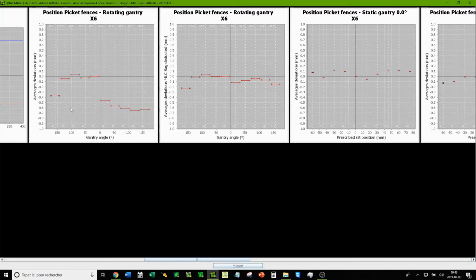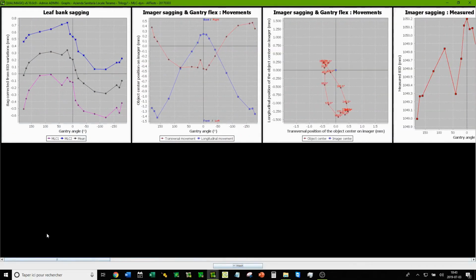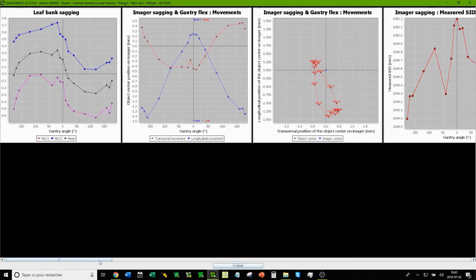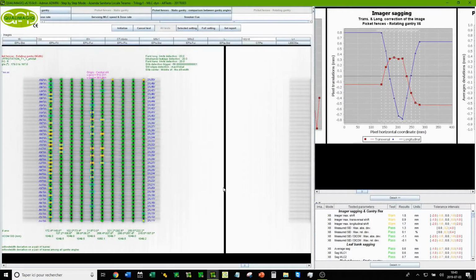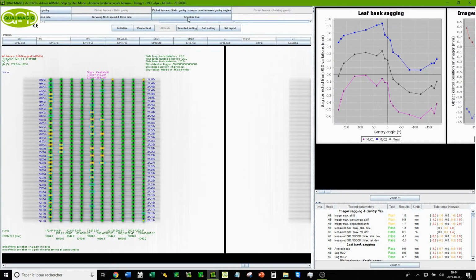There are also problems with the first slit acquired at gantry 180 degrees. We see that this curve closely approximates the leaf bank sagging curve. There is a parallel between the curve of the sagging of the leaf banks and the result of the slit positions. We have tested a total of 4,000 parameters in 10 seconds, with only 2 mouse clicks.